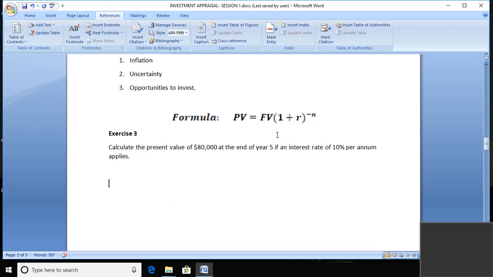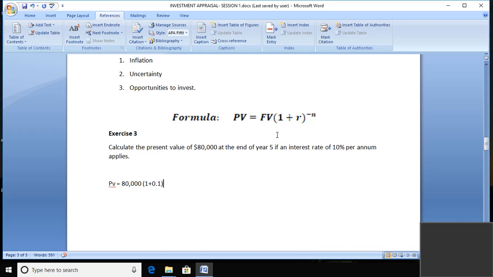So let's see. Our PV, present value, equals the future value. How much is the future value? We are told this is supposed to be $80,000, multiplied by 1 plus r. What is the size of r? Again, we are dealing with 10%. So as a ratio, that is going to be 0.1.